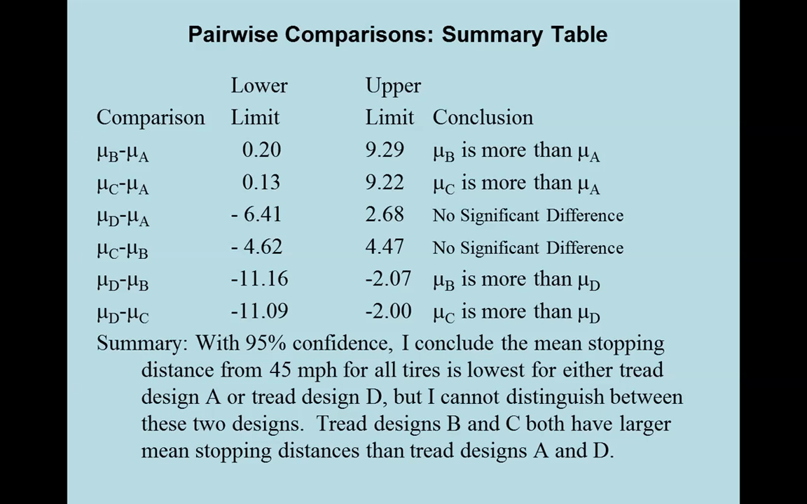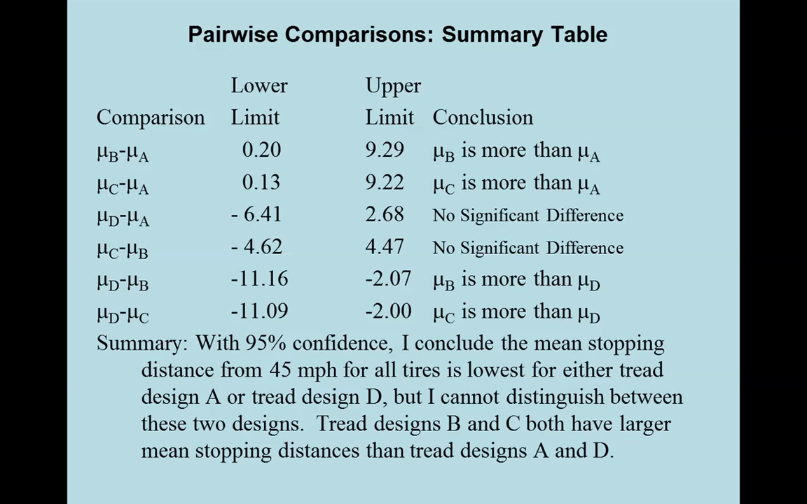Now look at your conclusions. Look at all 6 of those statements. And what can you say? Well, you know that A and D have lower values, lower means, lower stopping distances than either B or C, but you can't tell the difference between A and D, and you can't tell the difference between B and C. But if you were trying to give the best stopping distance, you want it to be smallest, and can you at least cut down from having 4 different tread designs? And you can if you think about what all those statements mean.